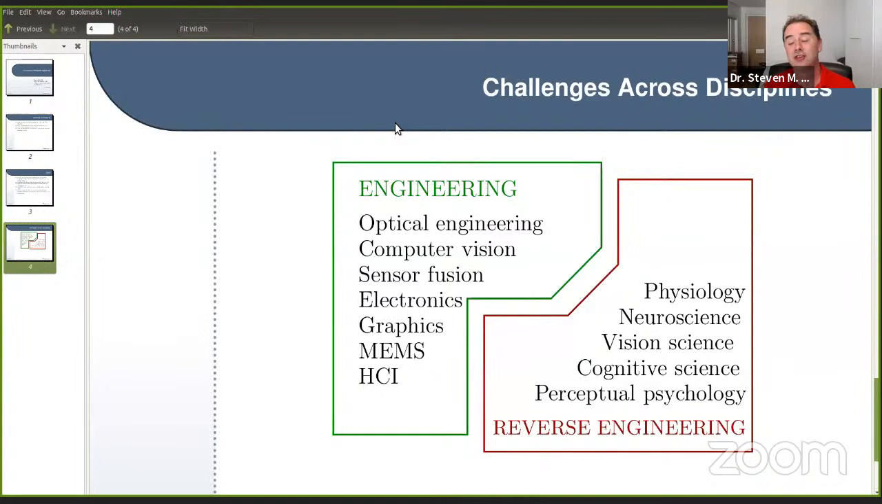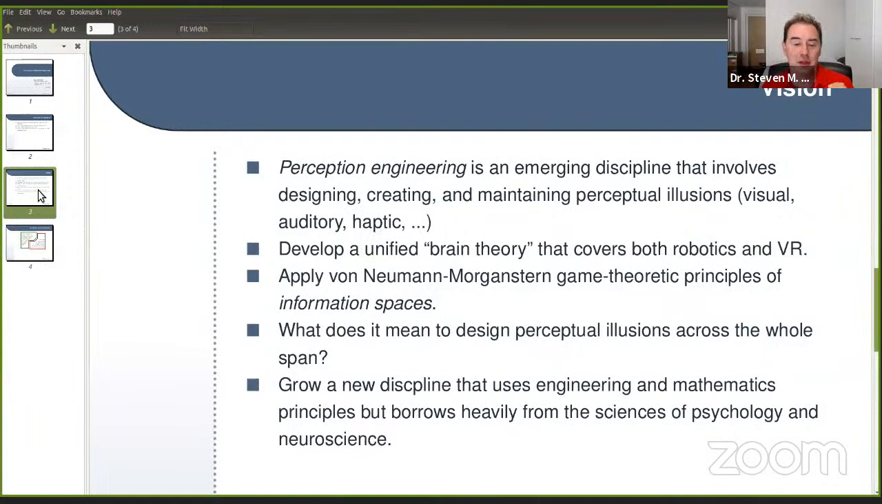So we have to somehow handle these reverse engineering subjects, and they fit together with engineering to develop this new field of perception engineering. Just as, a long time ago, physics principles became adapted and applied to develop the foundations of engineering, starting with civil engineering and then growing into mechanical and electrical, we too have to now take these sciences listed in the red box here and incorporate them, using this engineering methodology or mentality, into developing this field of perception engineering, which involves designing, creating, and maintaining perceptual illusions.